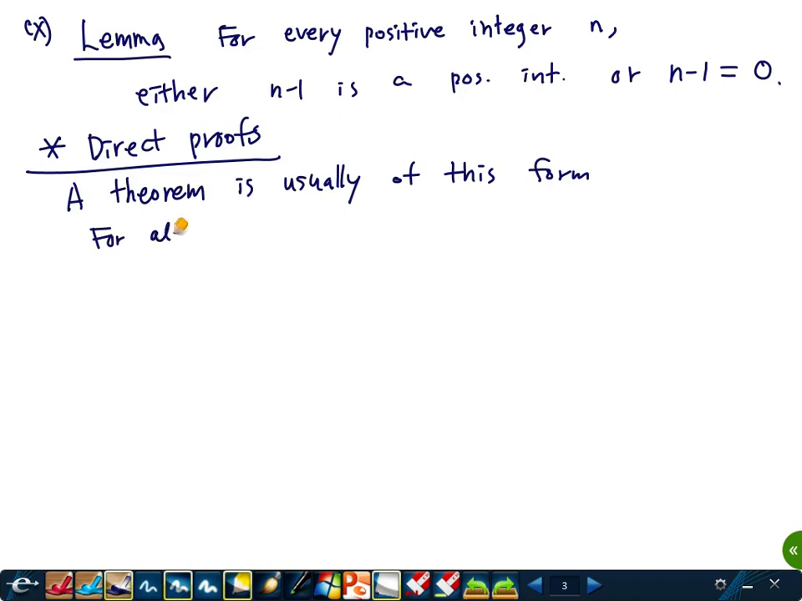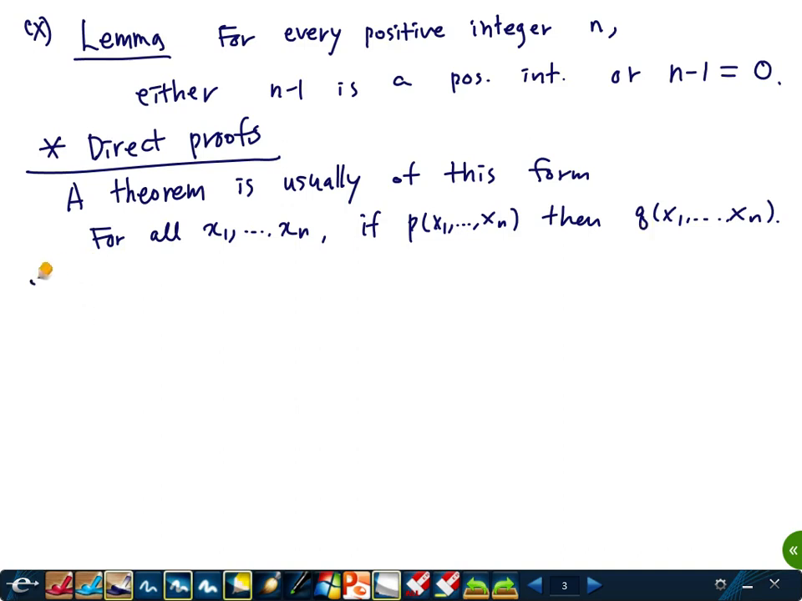For all x1 dot dot dot xn, if p of x1 dot dot dot xn, then q of x1 dot dot dot xn. So a theorem usually is written in this way. For all, so we have to specify what these are, for all or for some. If we have some assumption, if p, then we have a conclusion. A theorem usually looks like this.